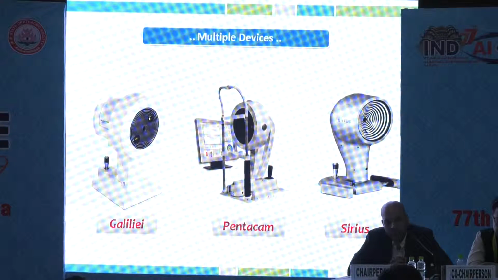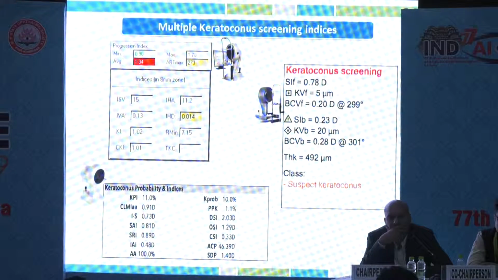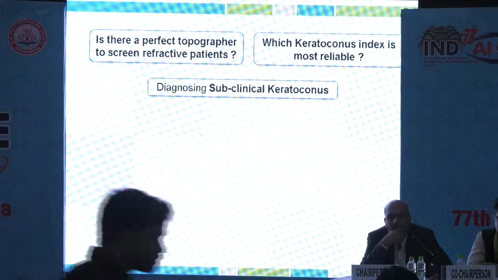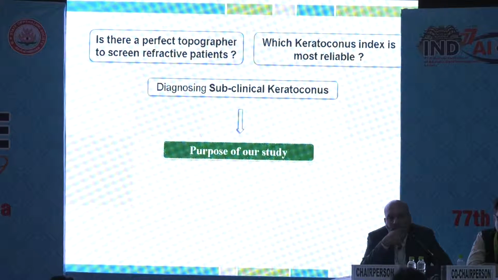They are all Scheimpflug based devices, which give the best image quality and the best scans, with minimal distortion. And they have multiple keratoconus screening indices, but the sensitivity and specificity of each of them for the Indian population is not known. So, is there a perfect topographer to screen these refractive patients, and which keratoconus index is most reliable and which one do you use? And also, can we differentiate the subclinical keratoconus?